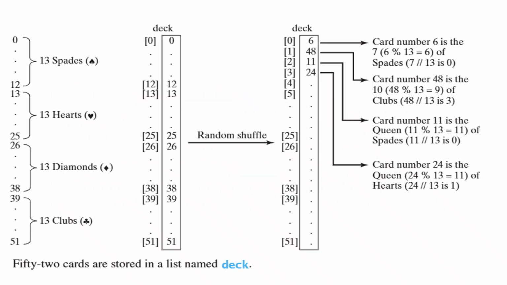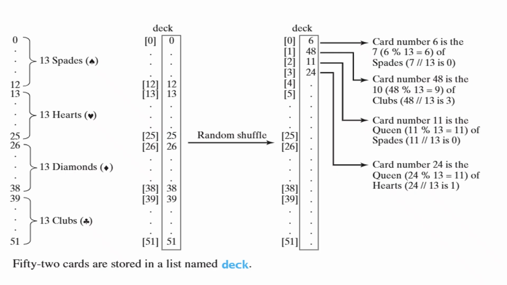So 0 to 12 are the 13 spade cards, 13 to 25 the 13 heart cards, 26 to 38 the 13 diamond cards, and 39 to 51 the 13 club cards. When you randomly shuffle all the elements, for example after shuffling, card number 6 is the 7. So 6 percent 13 returns the remainder 6, which is the 7 of spades, and 6 double slash 13 is 0.